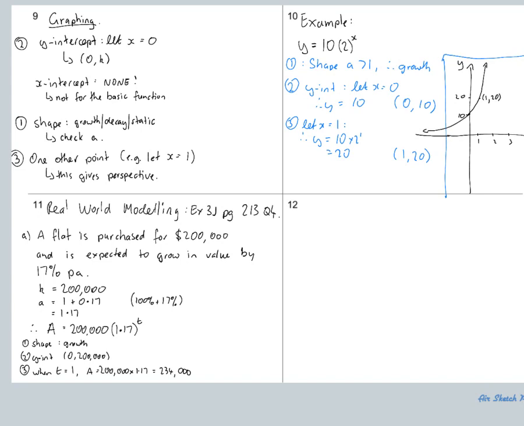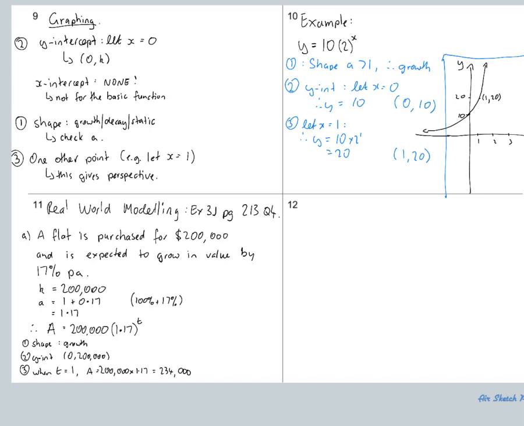Okay, so there's my 3 main bits of information I need. Shape, it's growth. Number 2, y-intercept is at 200,000. Number 3, one other point, when t equals 1, A equals 234,000, if I've remembered my numbers right, from when I worked it out before.